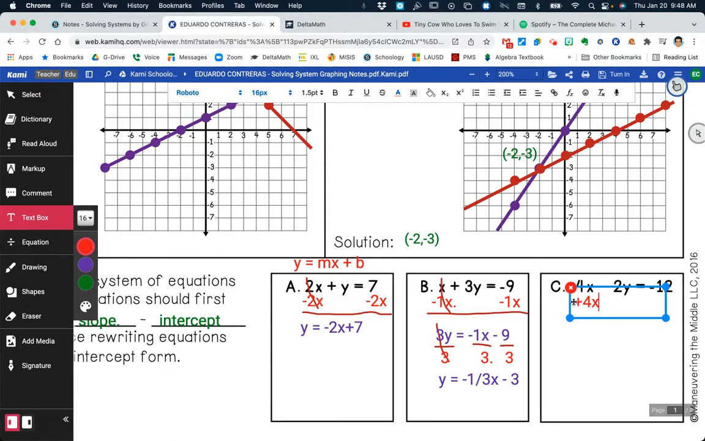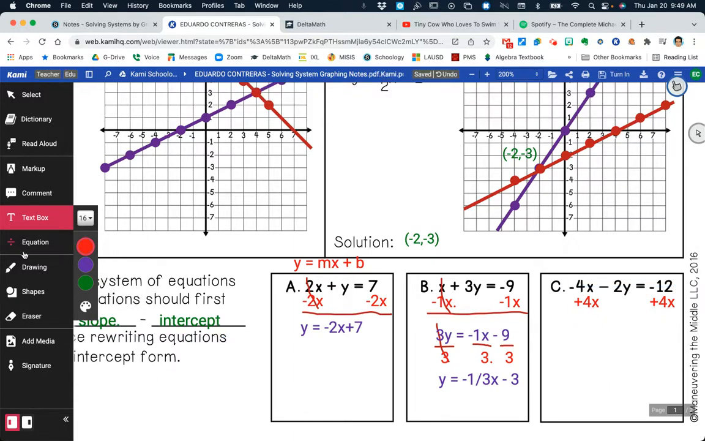How rude. Let me grab... Oh, she's not here. Yeah, she's not here. Not here. Okay. So on the other side, let's put a plus 4x.